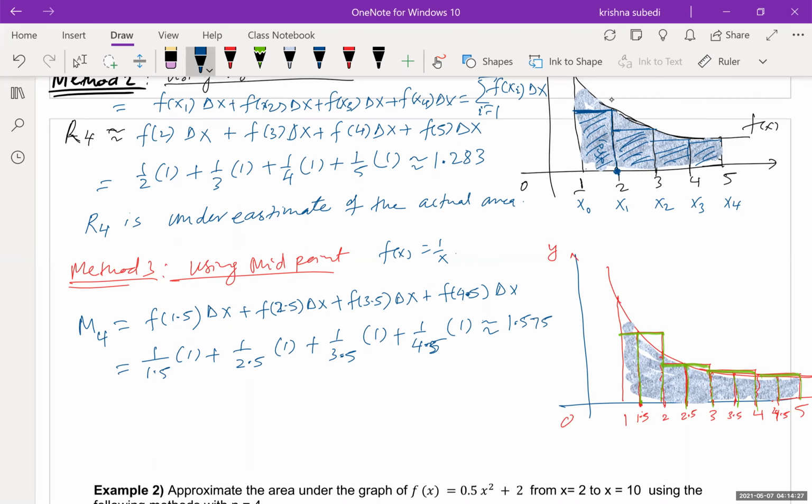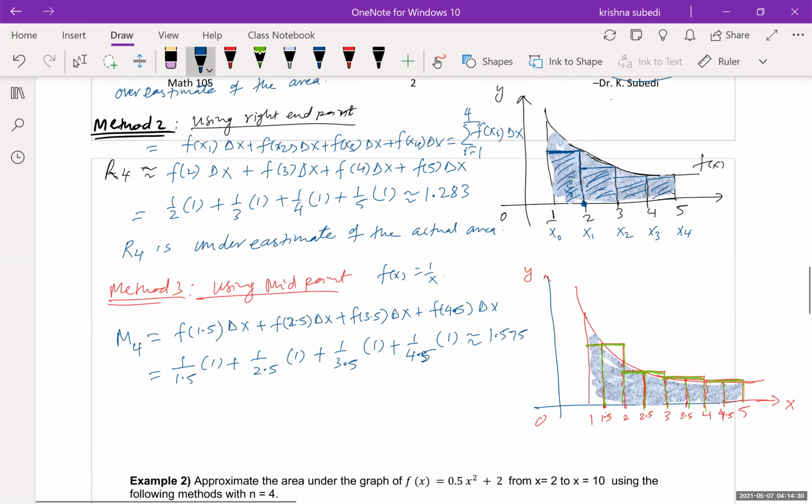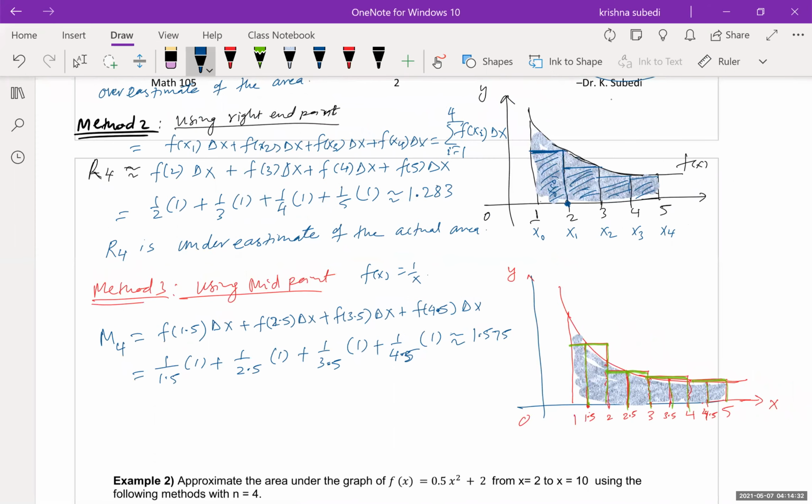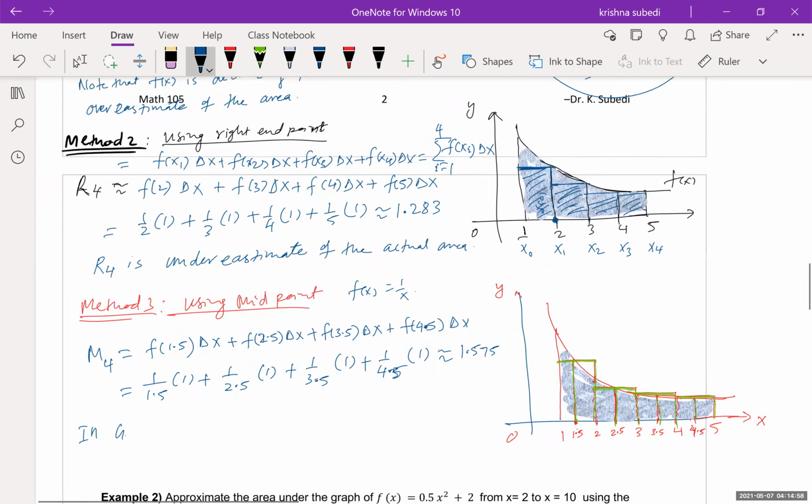Now, my question to you is this. Among these three values, L4, R4, and M4, which one is a better approximation for the area? Of course, by using common sense, we can say that the midpoint will probably be the better approximation, right? We'll see that in a minute. But well, let's calculate the exact area first, and then we'll compare that.